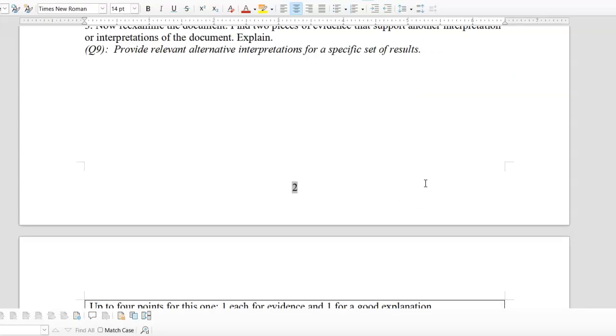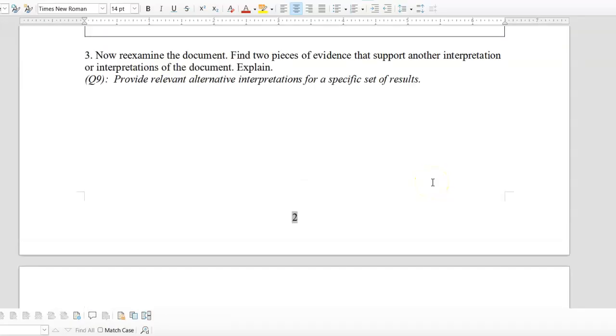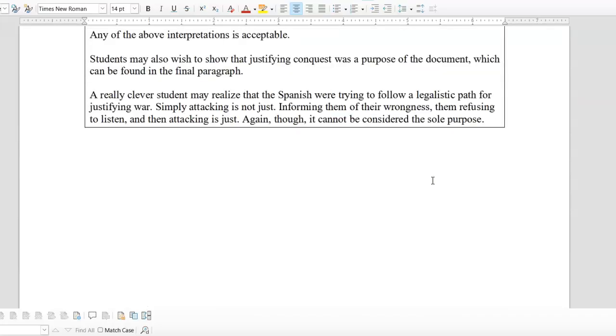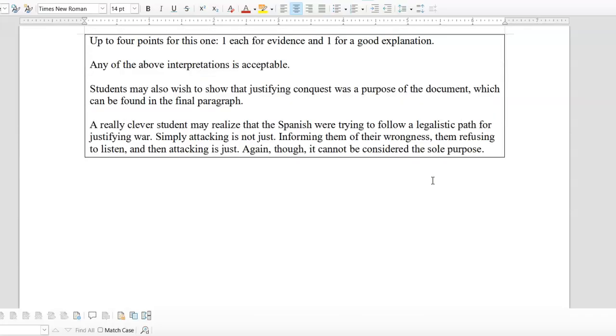All right, so the student will then, as you did, re-examine the document and come up with 2 pieces of evidence that support a different interpretation or different interpretations of the document. And for this one, you're going to be looking at something that's up to 4 points, in which, again, you're looking for a good piece of evidence that is opposite to the evidence in question 2, and again, for that good explanation. And remember, a good explanation is thorough. It's actually trying to parse the language of the document and explaining it.